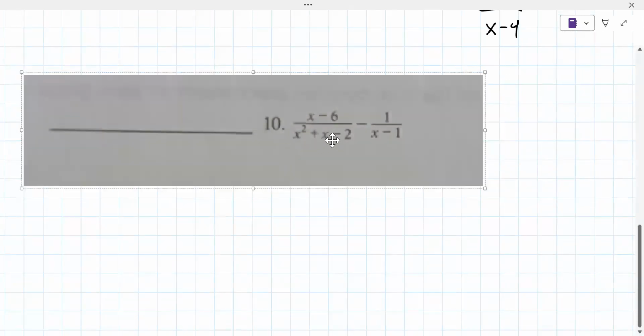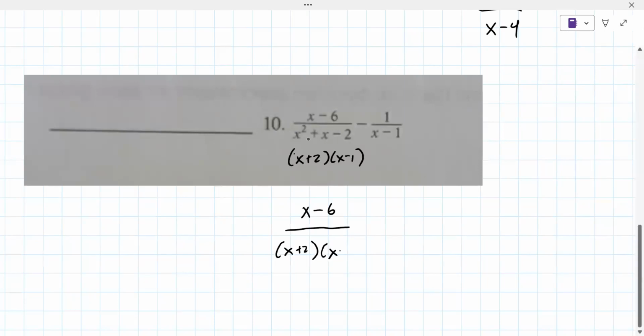So number 10 here, the one on the left here is not factored. So we're going to factor x plus 2, x minus 1. So you rewrite it x plus 2, x minus 1, 1 over x minus 1, like that.